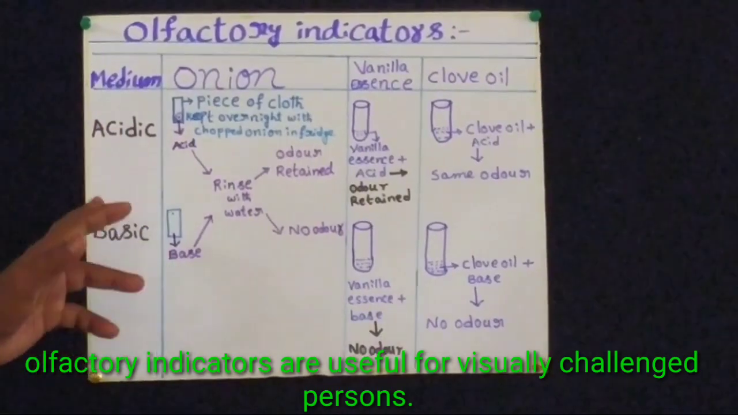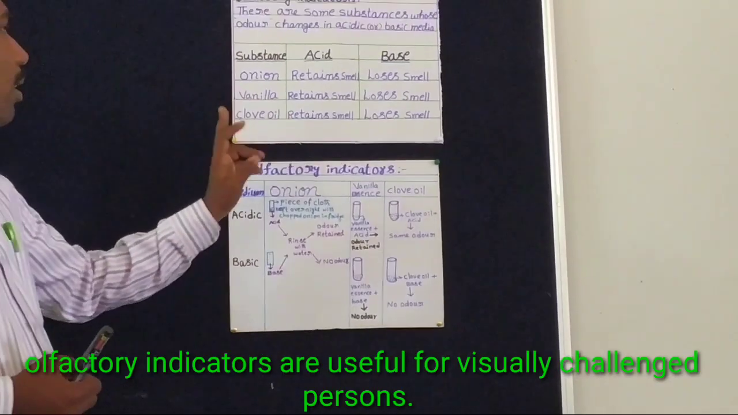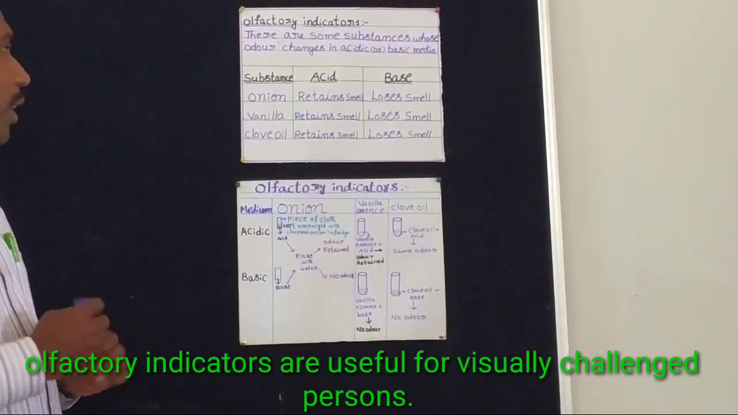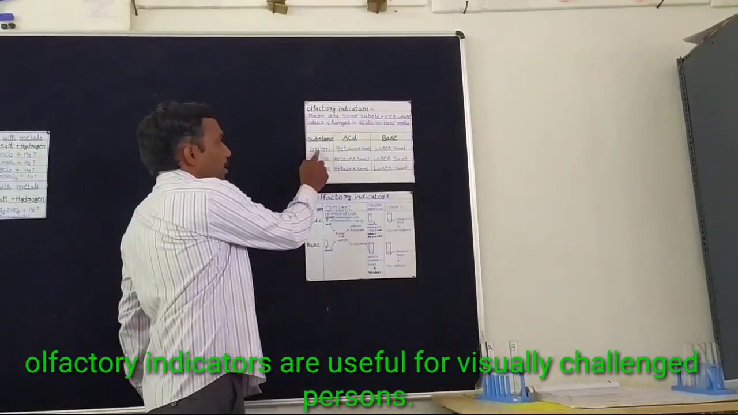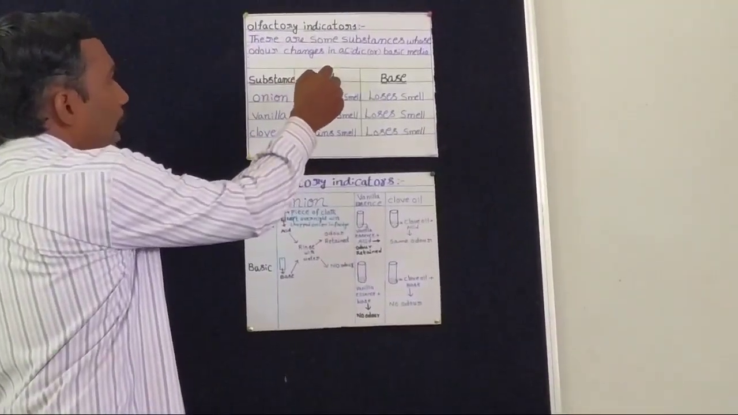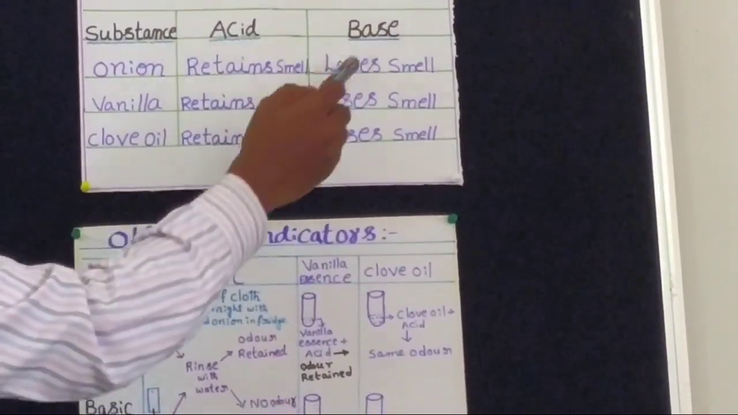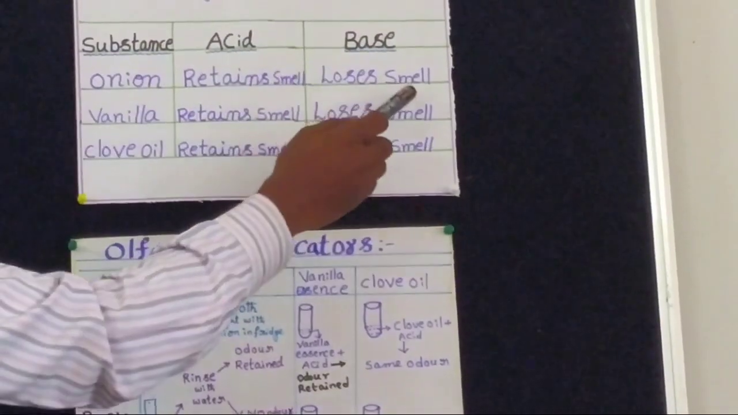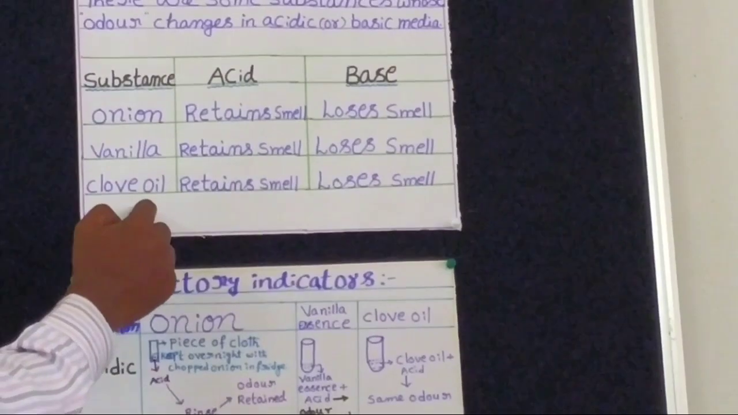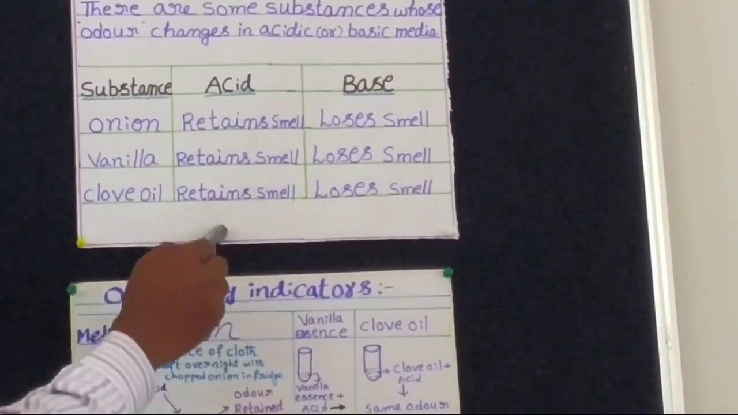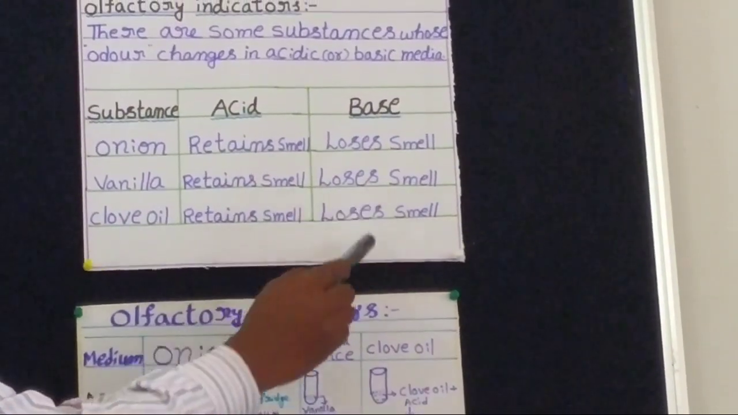By using onion, vanilla and clove oil, we can identify whether the given solution is acid or base. Onion: whenever we add acid, it retains its smell. In base, onion loses the smell. Similarly, vanilla and clove oil retain their smell in acidic media. In basic media, they lose their smell.